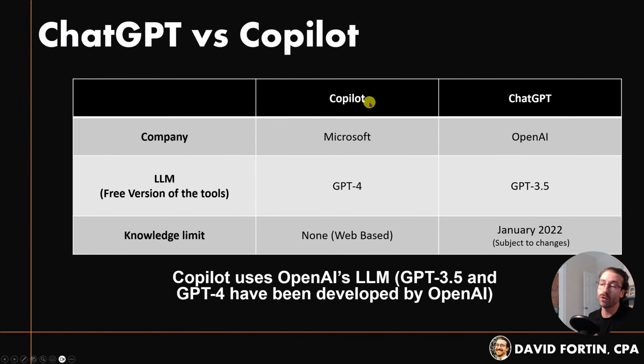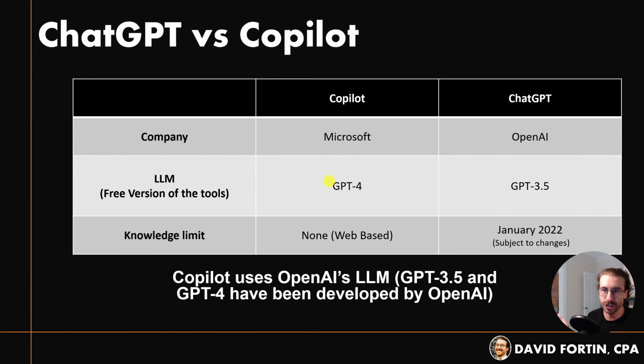And one of the first partnerships that we saw is that OpenAI and Microsoft made a partnership for their LLM. You know, the LLM, the large language model, the dictionary. So for the free version of the tool, Copilot is using GPT-4. And you might ask yourself what GPT stands for. It's generative pre-trained transformer.